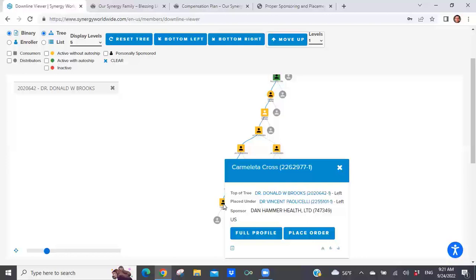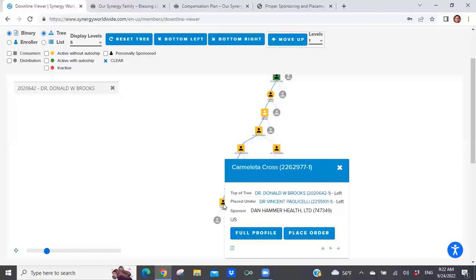What did that do for Dr. Brooks? It added volume to his weak leg, which increased his basic commission, which I then matched on the mega match. And what did it do for me? All 3 individuals are on my left-hand side. All that increased volume is on my left-hand side, my lesser leg. So it increases my basic commission. It becomes a win-win-win situation for everyone involved.